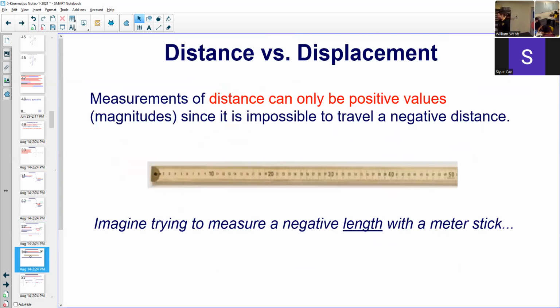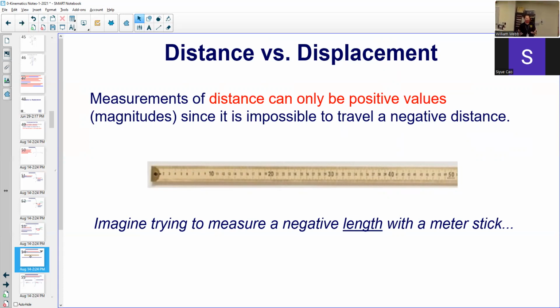When we measure distance, we're only ever going to use positive values because we don't really care about the direction. We just want to know how far did we go. For the 80-mile distance that we drove, we don't say 80 miles in what direction, because we were actually going multiple directions. We just drove 80 miles. So the direction doesn't matter. It's always going to be a positive value. You can't travel a negative distance.